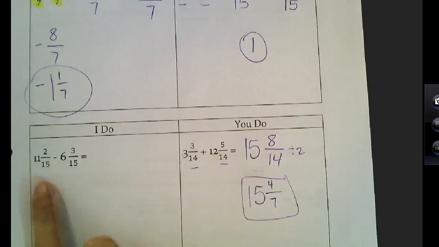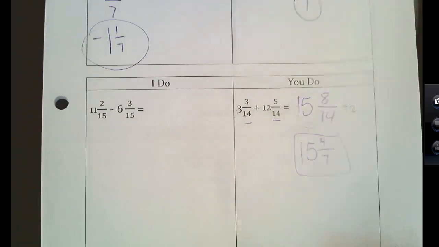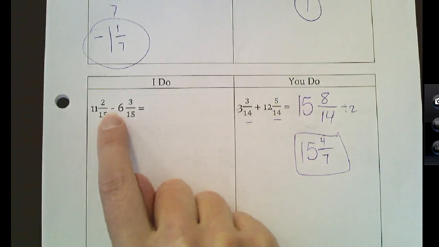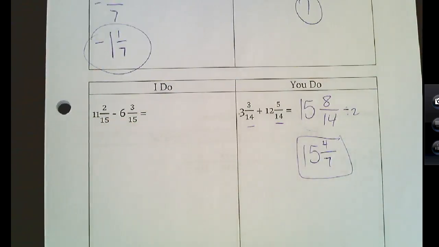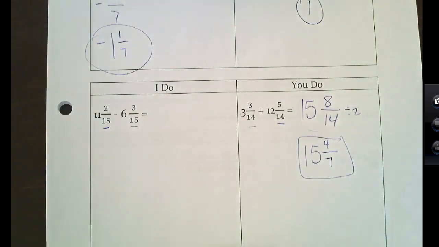All right, now let's backtrack to this one right here. And there's a specific reason that I saved this one to be the last example on this page. We've got 11 and 2 15ths, and we're subtracting 6 and 3 15ths. Start by underlining your denominators for me. And what did you underline? 15, right? We're underlining 15.